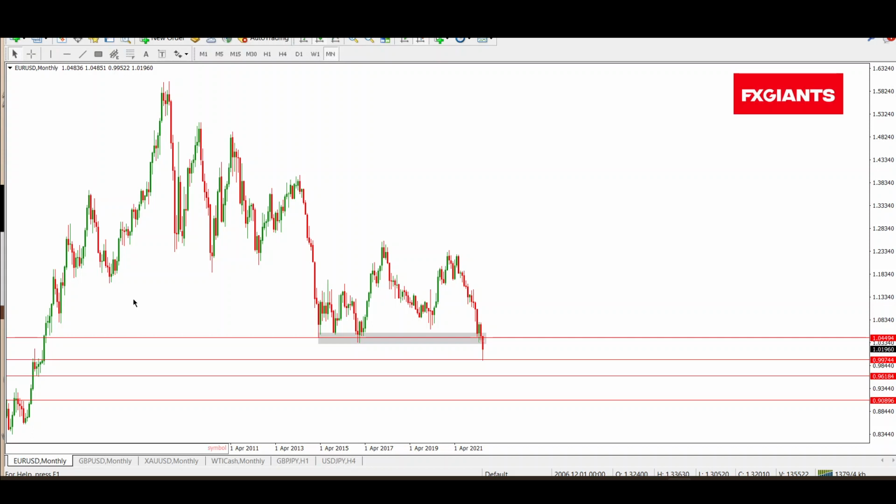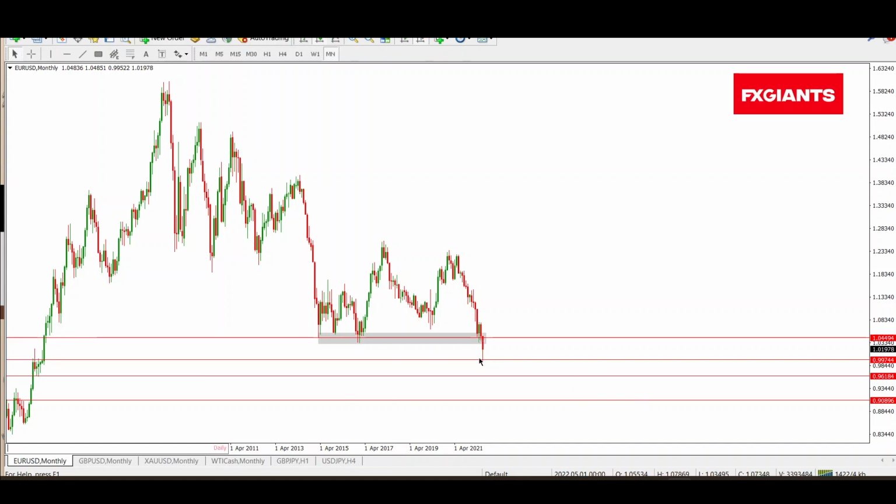This week we're going to be looking at Euro USD, GBP USD, gold and US oil. So we'll be starting from Euro USD and this is the monthly time frame. Now if you can look carefully, we will see that Euro USD has been overall bearish in the past few months rather.